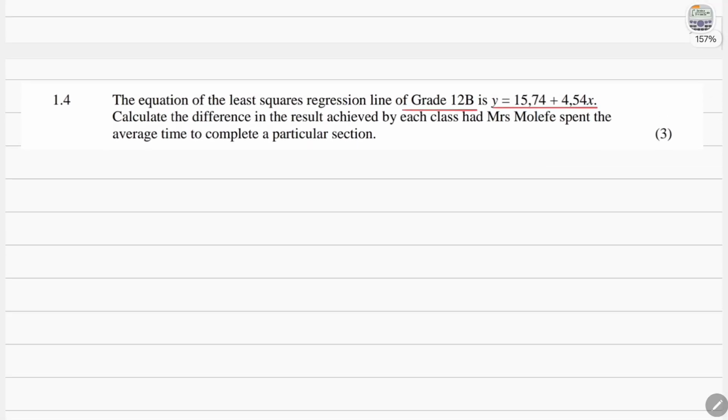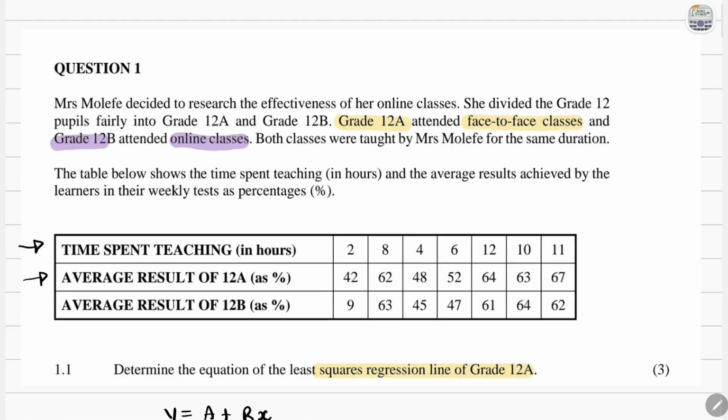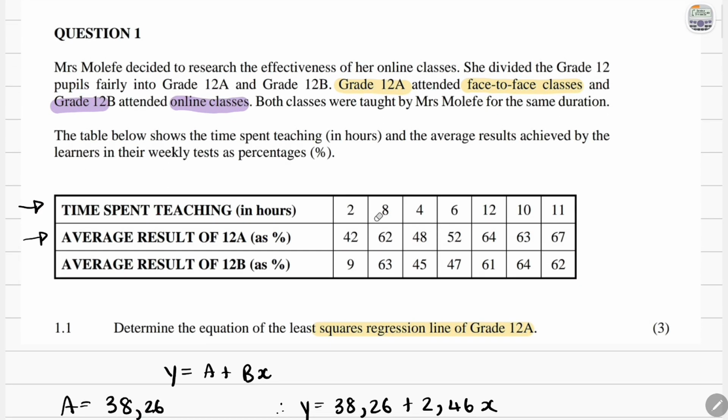So they're only asking for the difference in results achieved. Okay, so the difference in, you see how we had the grade 12B and grade 12A results. They want the difference in that achieved by each class if Mrs. Molefe spent the average time to complete a particular section. So she's spending the average time. If you look at the time that we have, right, we have 2 hours, 8 hours, 4 hours, 6 hours, and so on. They're saying if she spends the average time. So we need to find the average of the time.